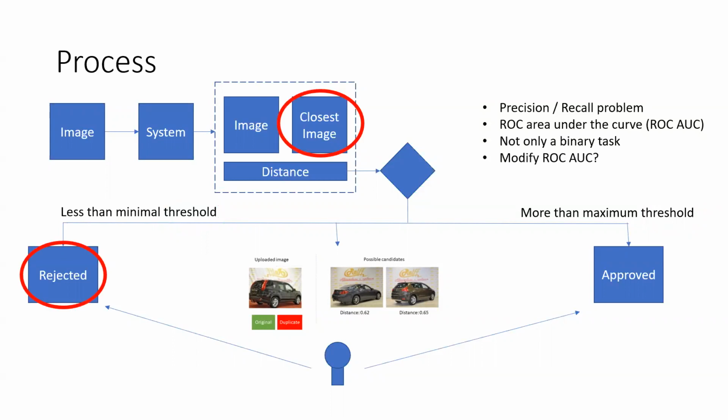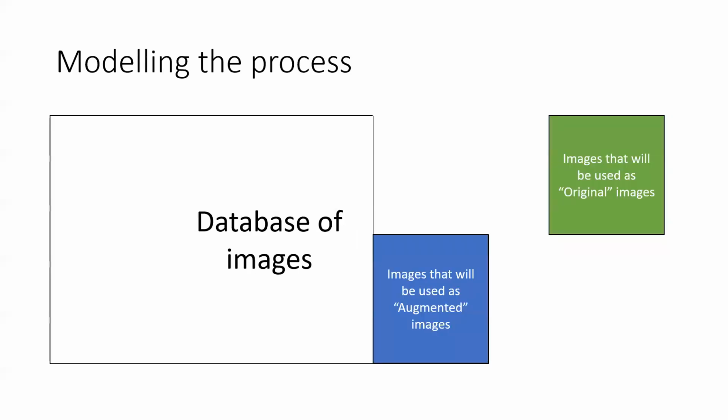It's not a binary task itself, because we also need to find out that the closest image that we found is really the same image as we uploaded. So yeah, we need to modify ROC AUC somehow. And here's how we can model the process.